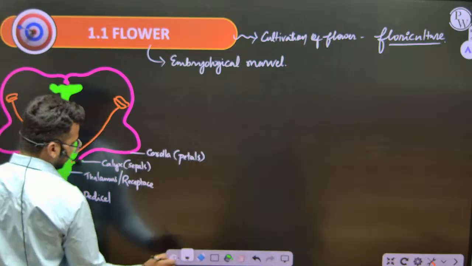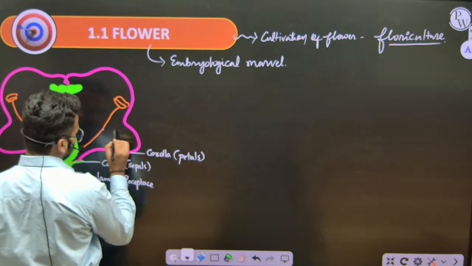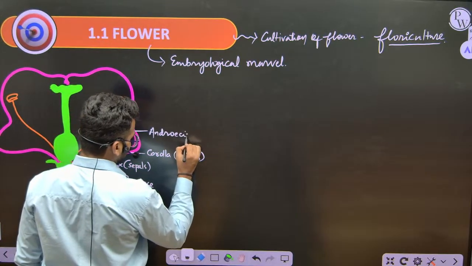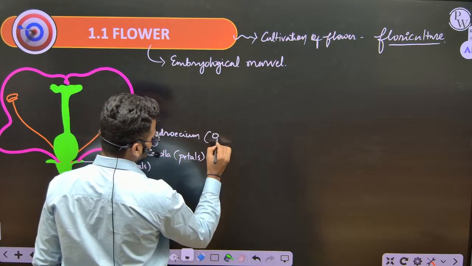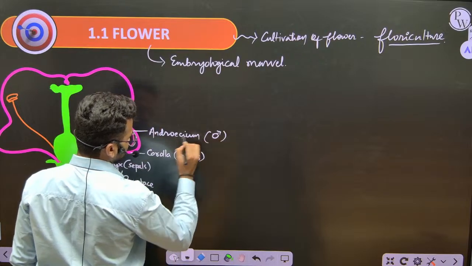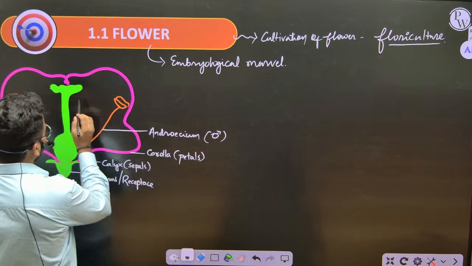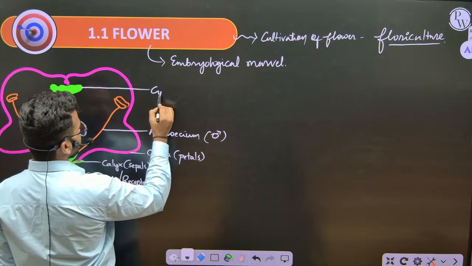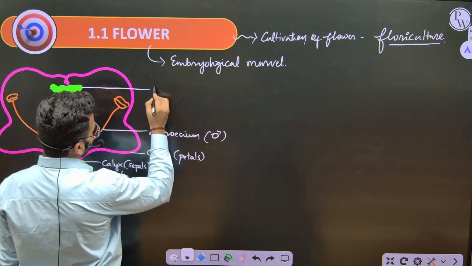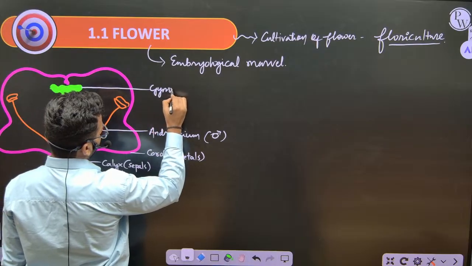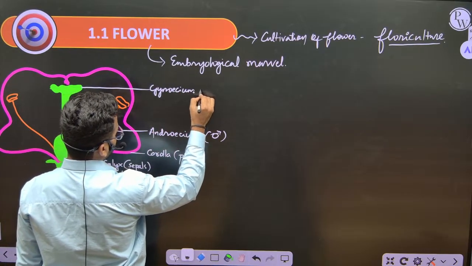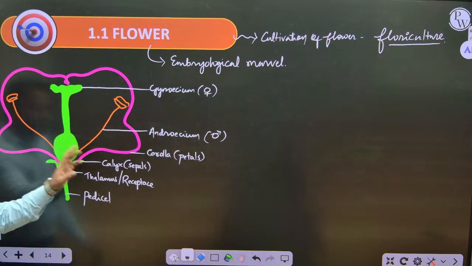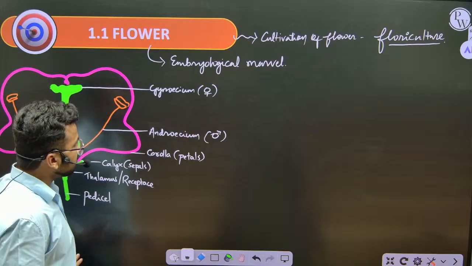So these are the parts of the flower. Next to that layer is the androecium, which is a male reproductive structure, and the symbol we use for it. And next to that, what we have seen, this one is the gynoecium, the female reproductive structure. So there are four whorls.